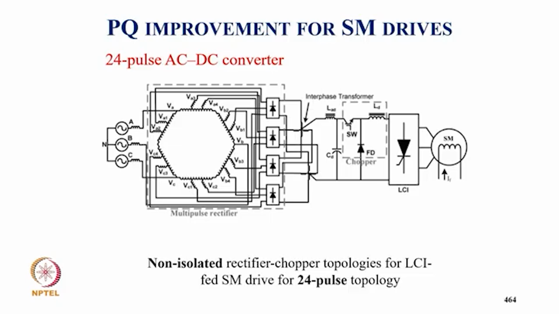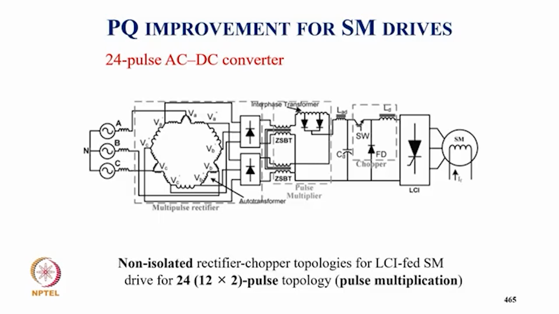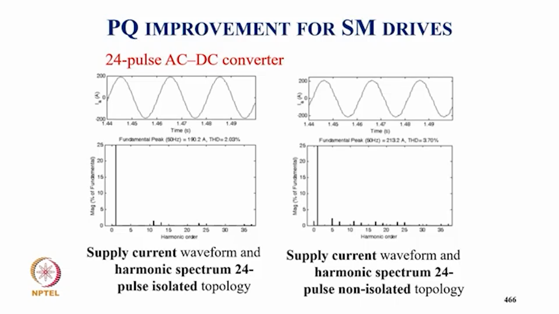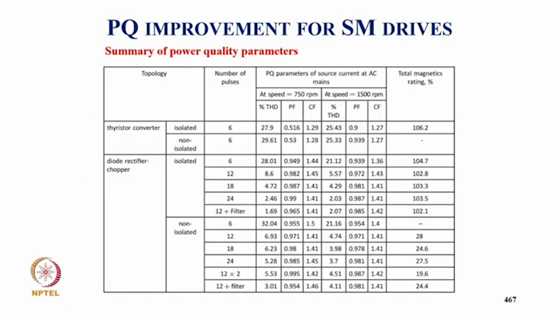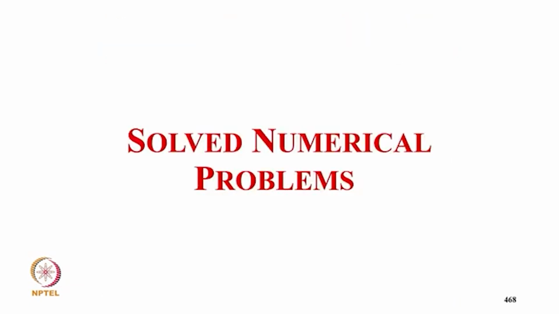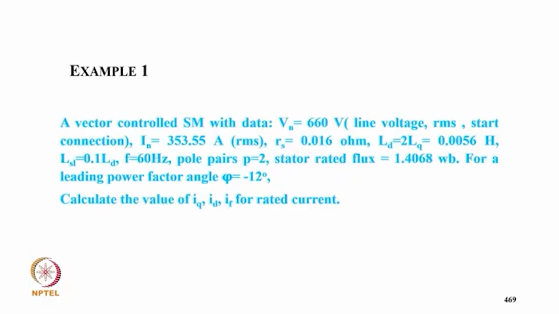And this is typically a 24 pulse converter with a buck converter driving a current source. This is another topology of 12 pulse with extended delta. This is another topology of 12 pulse with pulse doubling. And THD here, of course, comes around less than 3.7% and 2%. And this is a comparison of the different multipulse converters, showing how the THD and total magnetic ratings compare. Now coming to solved problems.